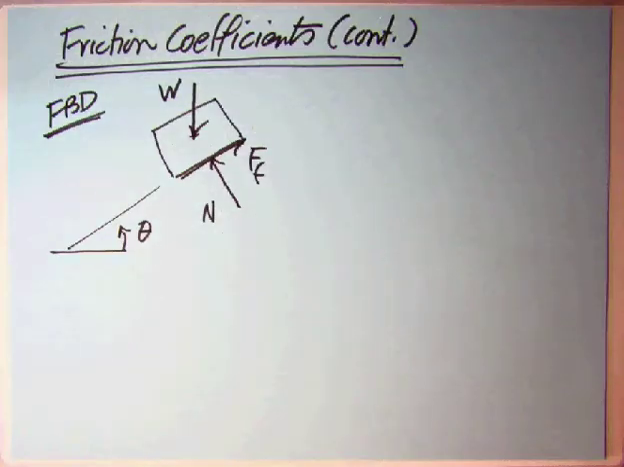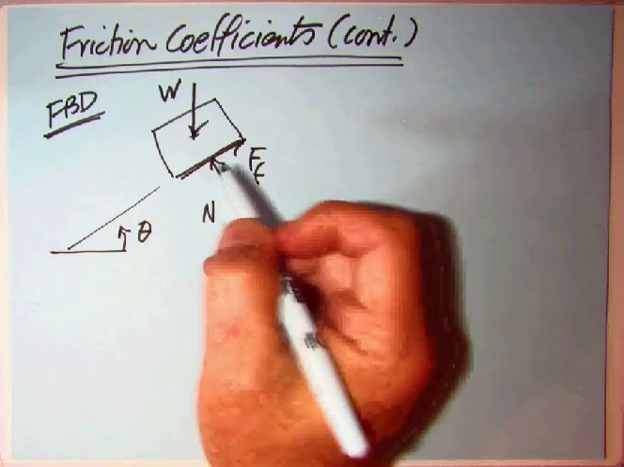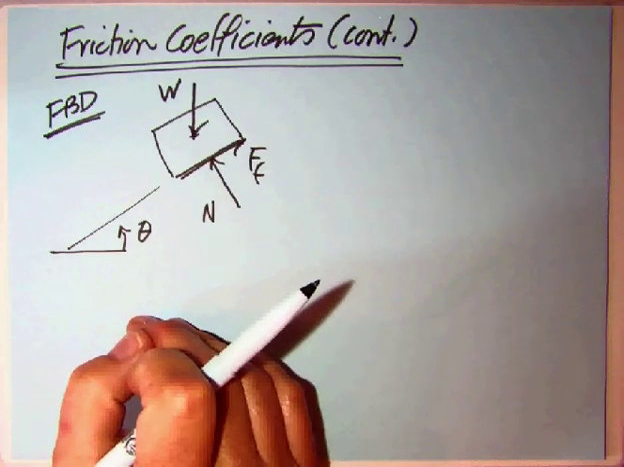We'll decide to let the thunderstorm pass. Well, here's the free body diagram of the problem of the block on an incline. 3 forces: weight, friction force, and the normal force.